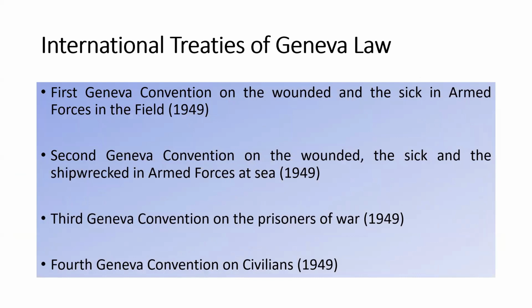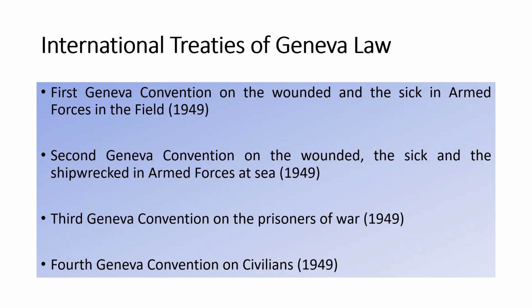So when we talk about treaty law, Geneva law takes prominence. We have 4 Geneva Conventions which were implemented in 1949 and which are by now ratified by almost all the countries in the world. So these 4 conventions are the first Geneva Convention on the wounded and sick in armed forces in the field, the second Geneva Convention on the wounded, the sick, and the shipwrecked in armed forces at sea, the third Geneva Convention on the prisoners of war, and finally the fourth Geneva Convention on civilians.